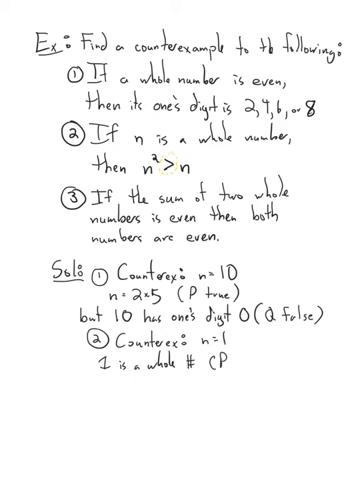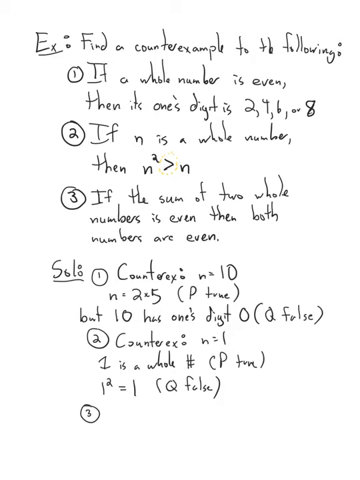So p is true. But 1 squared equals 1. It's not greater than 1, so q is false.